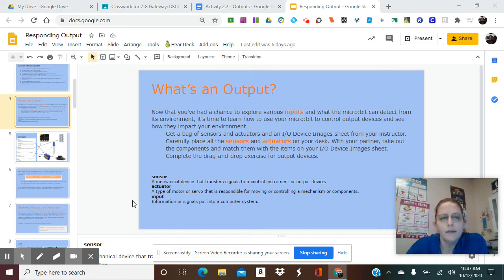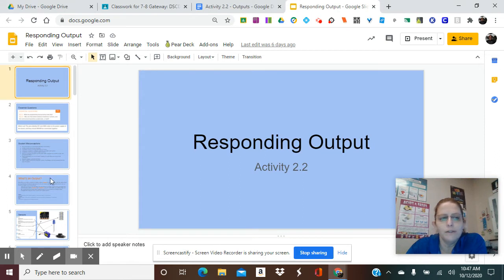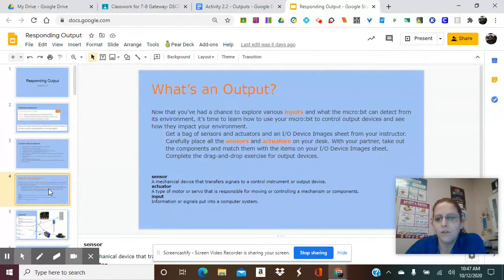Well, hello there, guys. Today we are going to work on responding to outputs. Last time we did an assignment on inputs. Inputs are anything that you're putting into the system. Outputs are things that you're going to get out of that system. They are a direct effect of your input. So we're going to have some sensors and actuators, and we're going to figure out what is what.